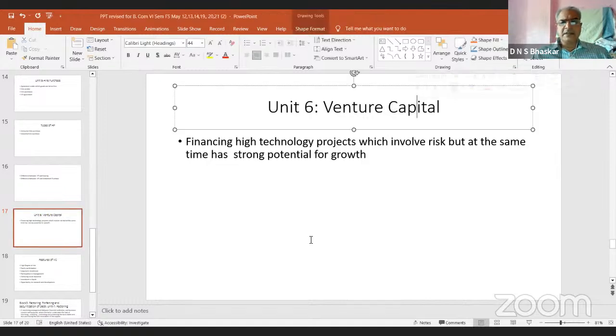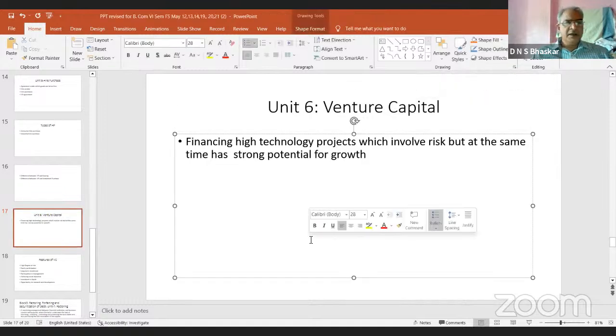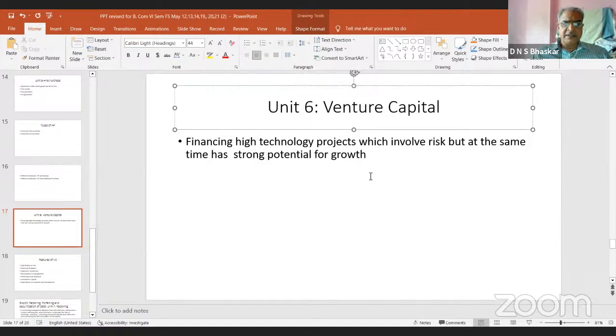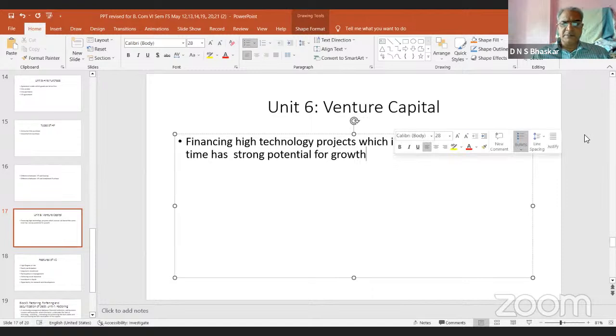What is exactly the meaning of venture capital, and what are its various features? This is the most important element: financing of high-end, technology-based projects, which involves a risk element. This is given in paragraph number 6.1 so that you can understand it very clearly. Financing of high technology projects.